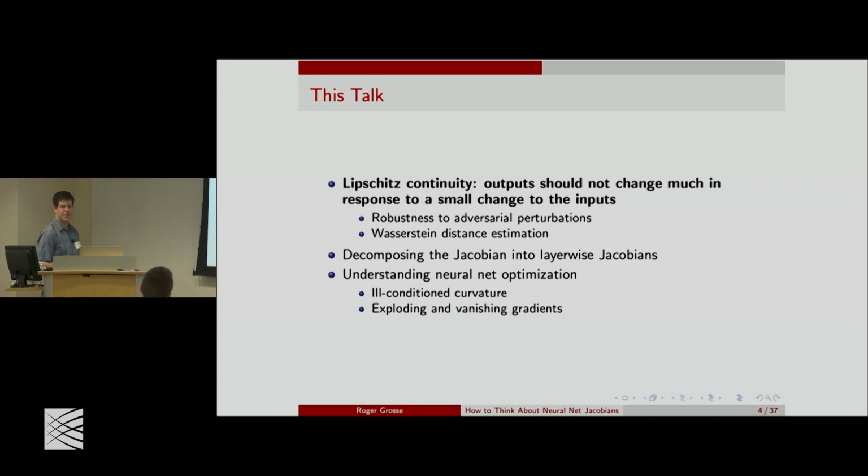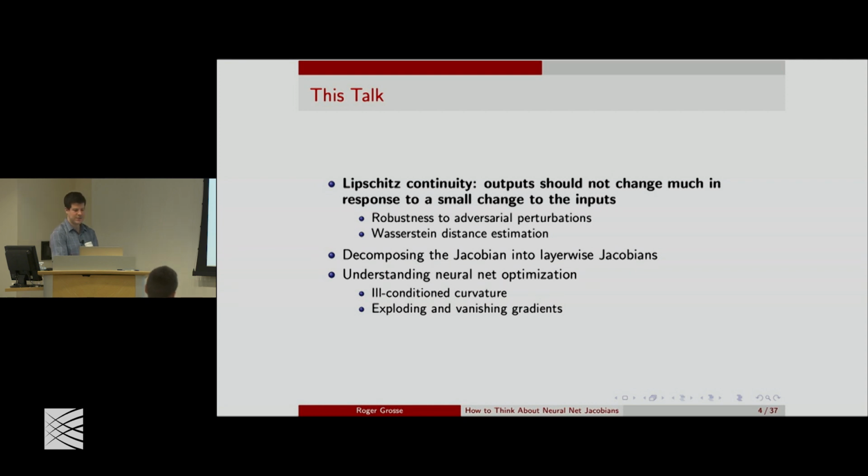So after that, I'll talk about how to decompose the Jacobian into a product of layer-wise Jacobians for the network. So much of the research talk will be about how to design layers for neural nets such that the Jacobians have particular properties. So this part of the primer will motivate why we're doing that. And then at the end, time permitting, I'll talk about what the Jacobian tells us about neural net optimization, and so how it helps us understand the problems of ill-conditioned curvature and exploding and vanishing gradients.